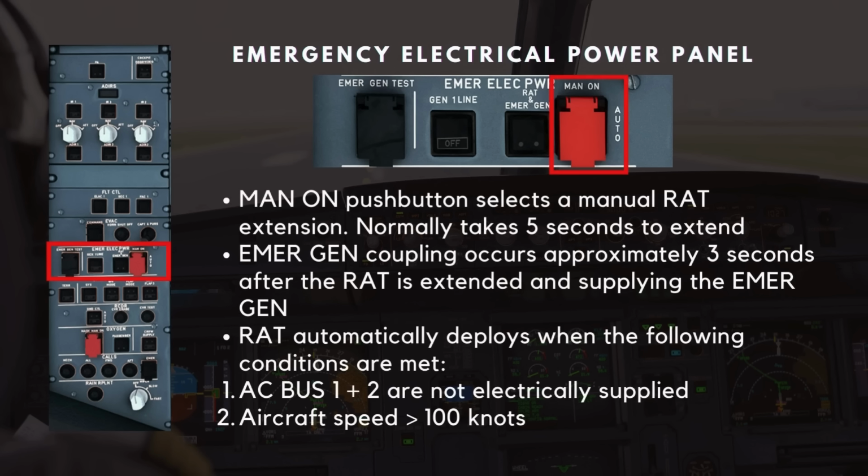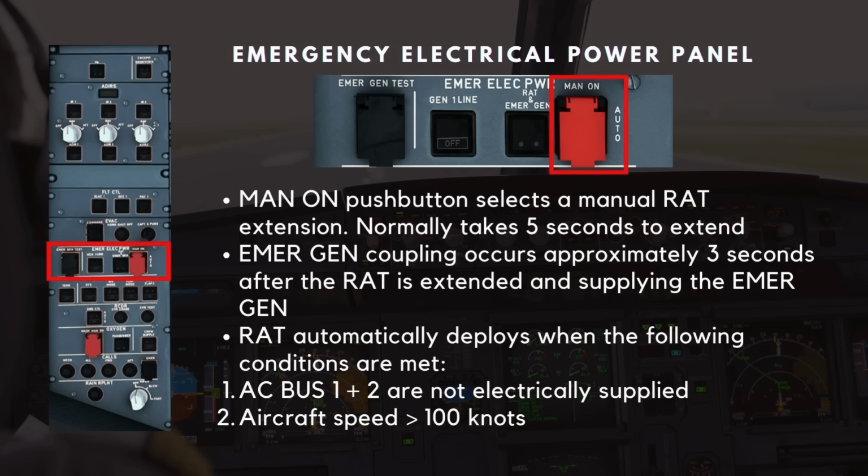When pressing the red guarded man-on push button, this selects a manual RAT extension. This normally takes 5 seconds to extend. The emergency generator coupling occurs approximately 3 seconds after the RAT is extended and supplying the emergency generator. As soon as the emergency generator electrical parameters are within tolerance, the emergency generator is connected to the aircraft network.